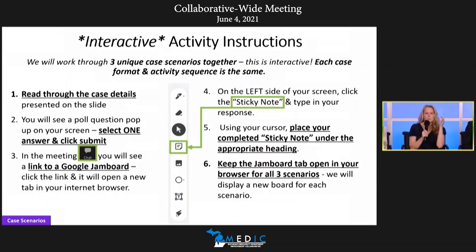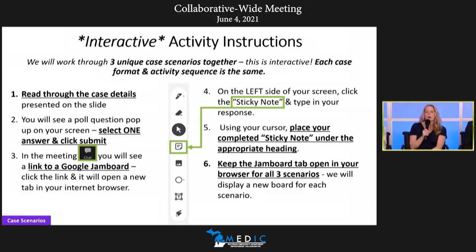We will do this same scenario for all 3. And if you look up at the top of the polls, when they come through, you'll be able to click at the top 2 to move to the next one or to the Jamboard. Okay, so we're super excited.